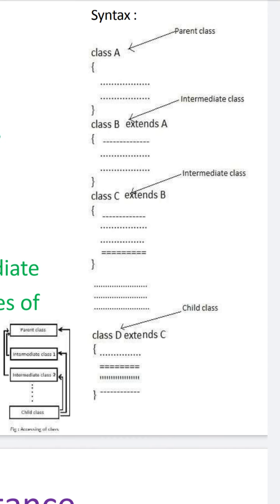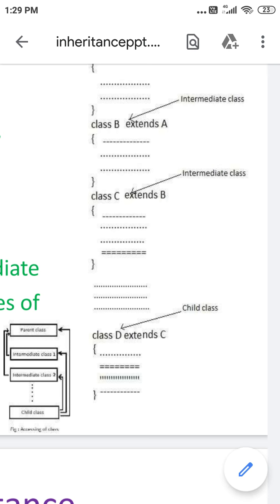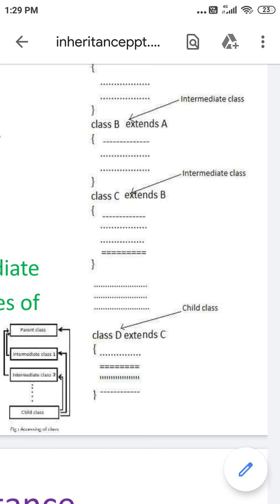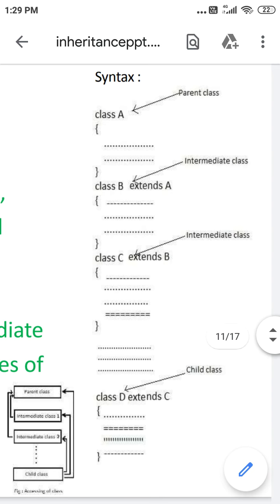That means all the properties of A come to B, then all the properties of A plus B come to C, and all the properties of A plus B plus C come to D. So D is the child class, which means D will access all the properties of the classes above it.